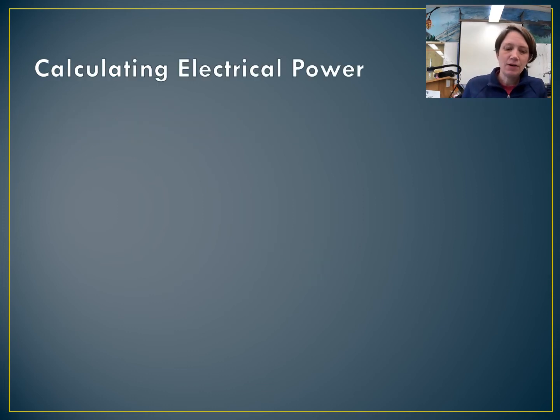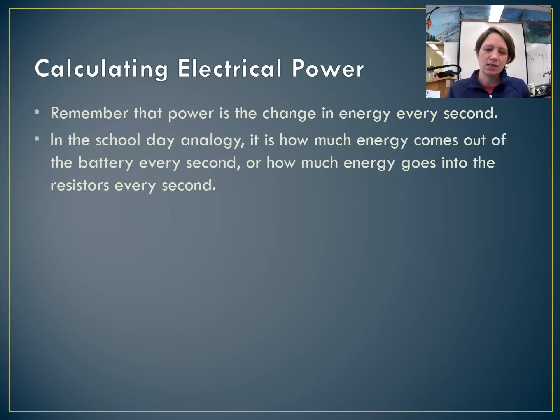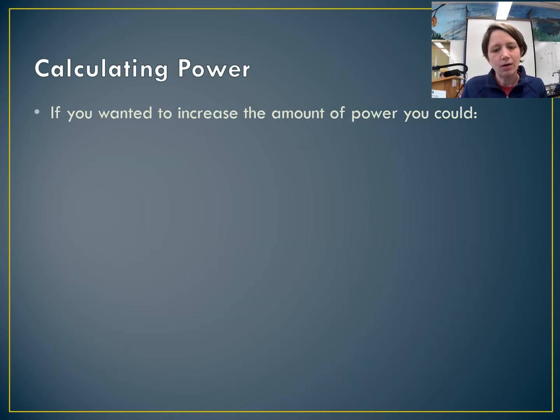The last dependent variable is electrical power. A reminder that power is the amount of energy that's changing every second, or you can think of it as the amount of energy that comes out of the battery every second, or the amount of energy that goes into the resistors every second. So obviously more power is going to mean we can make more stuff happen, more light, more sound, more toast, etc. every second. So thinking about how can we get more energy to come out of a device every second, there are two ways of doing that.